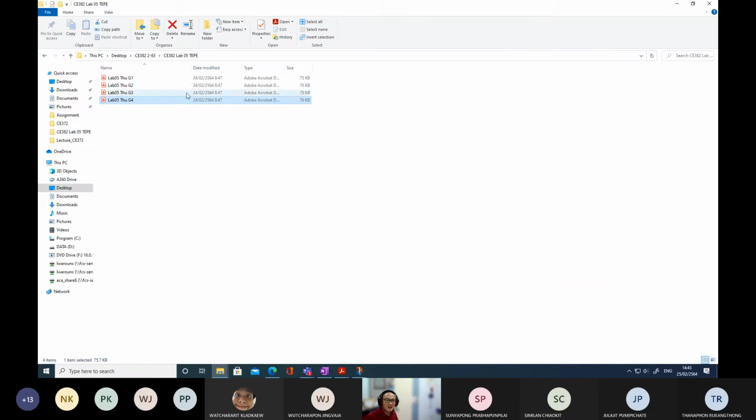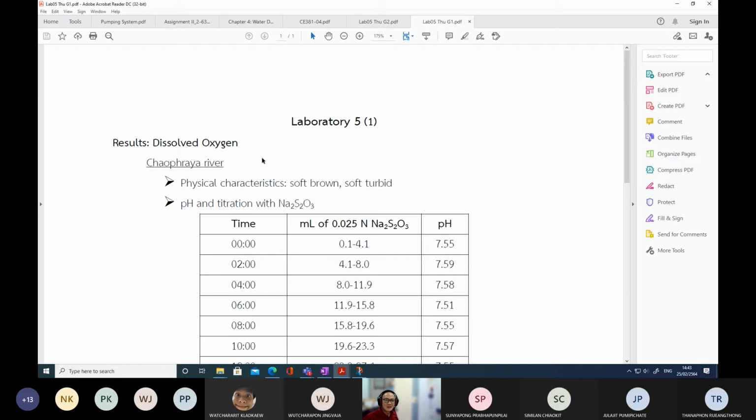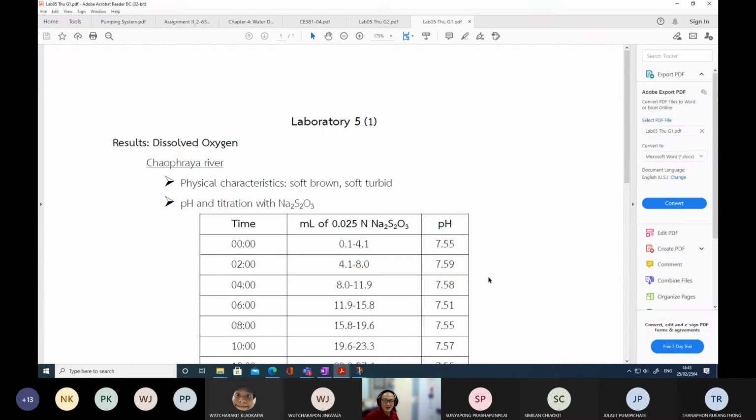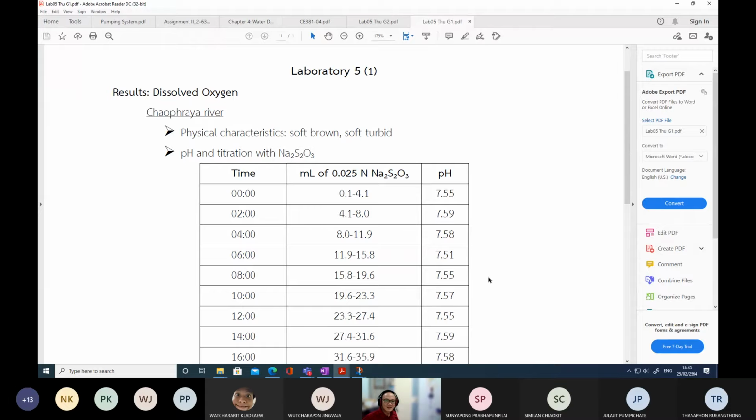And for the results of group 1, group 1 also obtained the results from the Chao Phraya rivers. It's the river. So the rivers, the pattern, water quality, hydrological characteristics are totally different from the ponds. River and the lake, the hydrological characteristics are totally different. The ponds is like this.